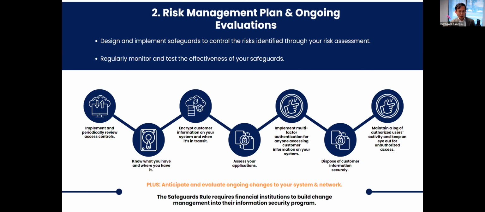So there's a lot that we just went through. What I want to say is that it's ongoing. As your business changes, as your applications change, as your technology vendors change, you need to make sure that you do an ongoing evaluation of your system as your business and your network change. So that's what this part is about: anticipate and evaluate ongoing changes to your business.